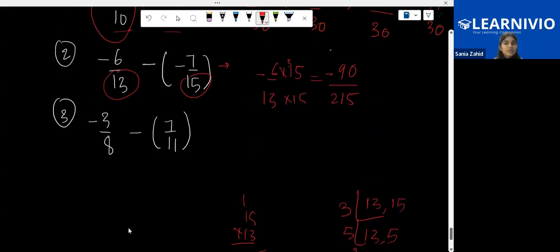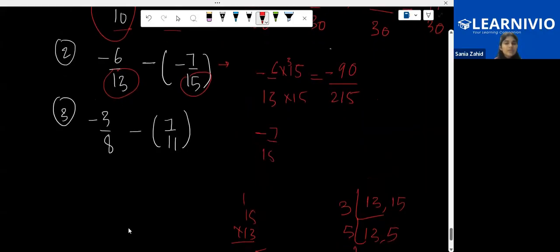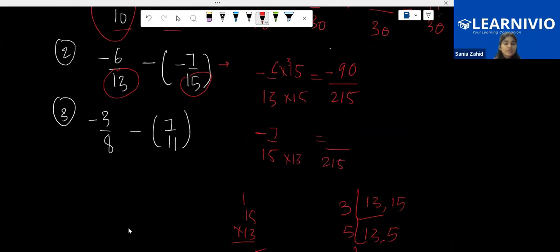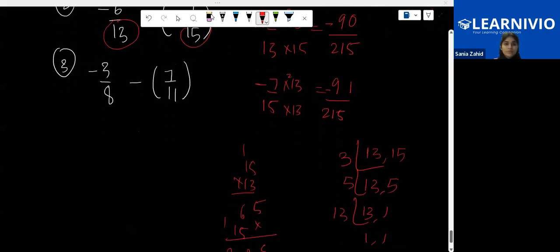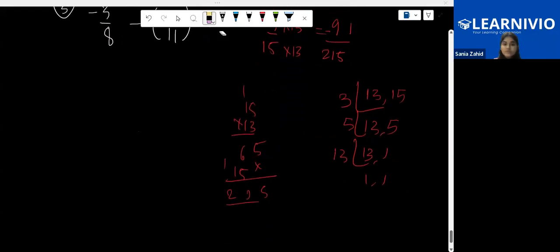Okay. Now what you'll do? You'll convert minus 7 by 15. You multiply with 13. Here also you multiply with 13. Check. Okay, so now what we do, you just solve this.